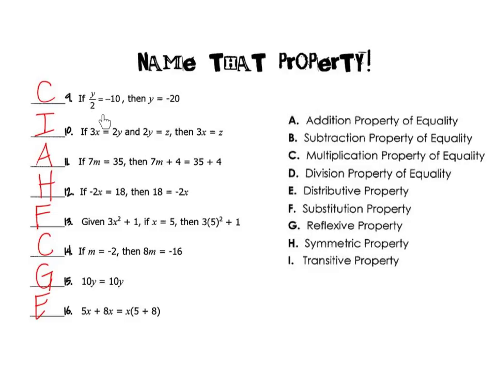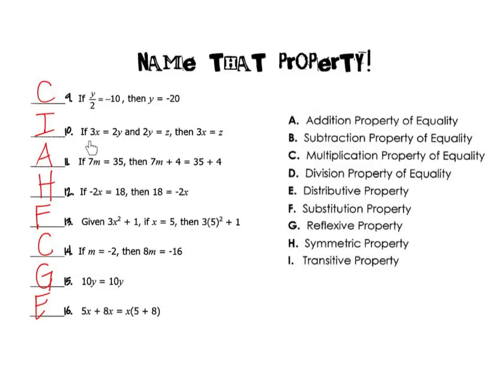Y divided by 2 equals negative 10. Then y equals negative 20. So how did we go from here to here? What we did is we multiplied both sides by 2. So we multiplied this by 2, multiplied this by 2. That's how we got y by itself and y equals negative 20. So because we're multiplying both sides by the same number, this would be multiplication property of equality.